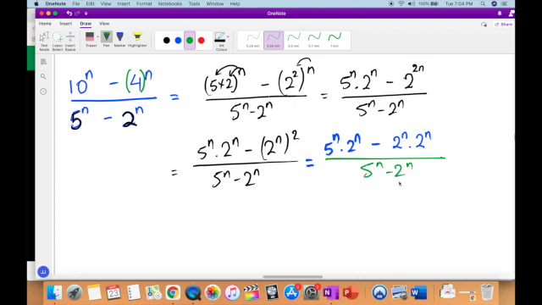So now I could see I have the 5 to the n on this side of the minus sign, and I have the 2 to the n on this side of the minus sign. So now I could pull it out. So divided by 5 to the n minus 2 to the n. If I pull out 5 to the n minus 2 to the n on the top, right? What will I have to have here now? 5 to the n minus 2 to the n times what?